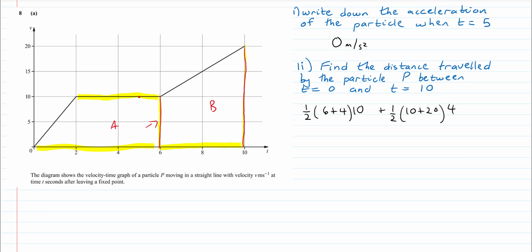So working this out, it's going to equal half of 6 plus 4, which is 10, and 10 times 10 is 100. So half of 100 is 50. And then the second part, half of 10 plus 20. So 10 plus 20 is 30, divided by 2 is 15. And then 15 times 4 is 60. So that is equal to 110, and we'll put our units in meters. Okay, so that's question 8a.